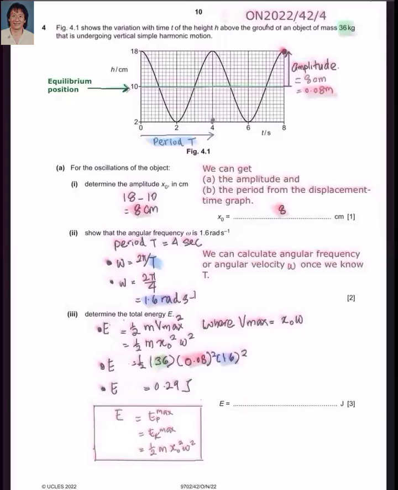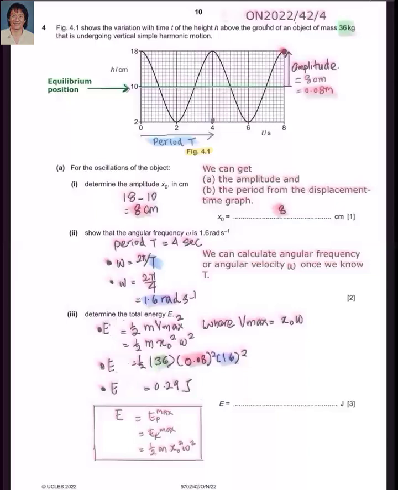This is October/November 2022, variant 42, question number 4. Figure 4.1 shows the variation with time t of the height h above the ground of an object of mass 36 kg that is undergoing vertical simple harmonic motion. From the graph here, we can get the period, which is 4 seconds, and the amplitude, which is 8 centimeter.